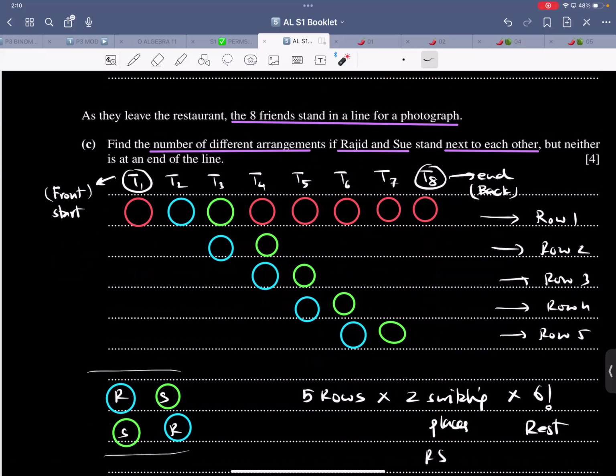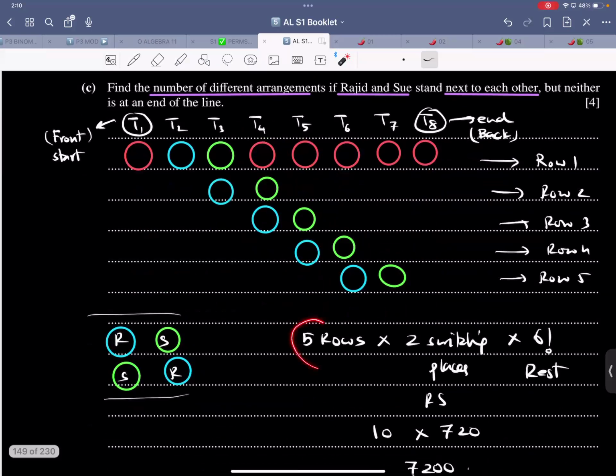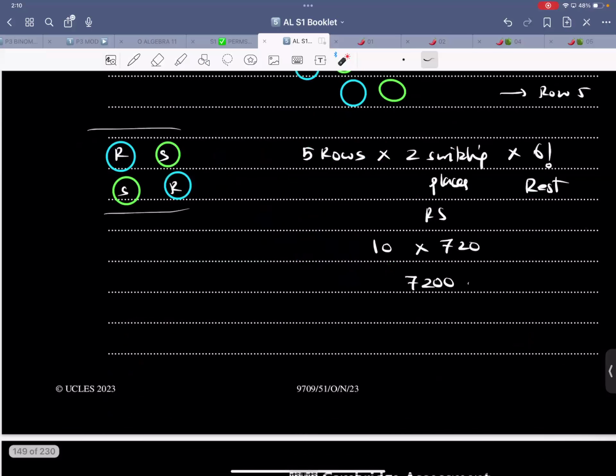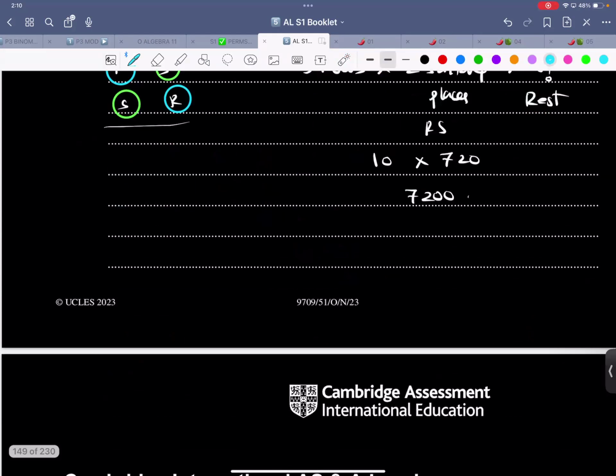These 5 possibilities are for R first and then S. So we can have another 5 possibilities, S first, R at the end. So basically this is 5 rows into 2 for the swapping. And this 6 factorial for the rest of them. So therefore, this comes out to be 10 into 720, that is 7200. So I think I'll just stop over here. So that is S1, the permutation and combination. We are all done with this first thing.